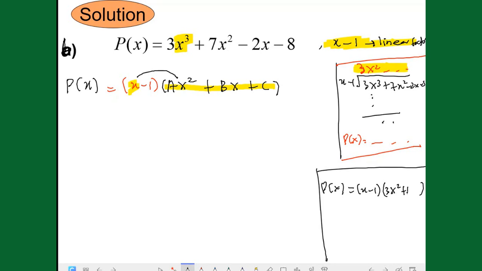Yang ni tak tahu. Yang ini hujung ni negative 8. Yang ini negative 1. Confirm plus 8. Kemudian cari B je lah. This is using inspection. Sama juga. Now I'm going to show you comparison lah. Okay. Kita comparing coefficient. Comparing sebab kita ada sesuatu yang tak nampak.